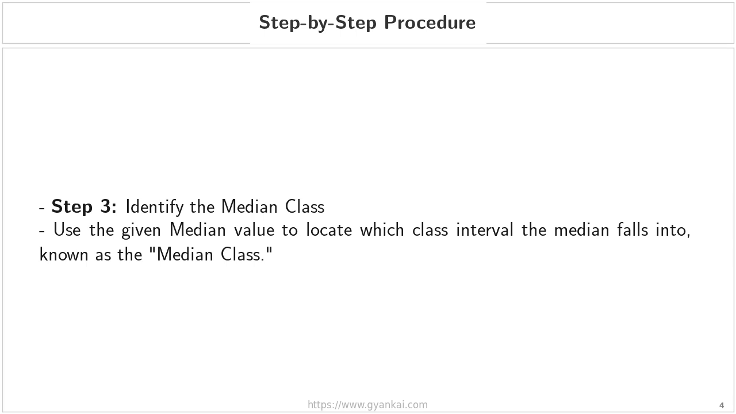Step-by-step procedure. Now that we have constructed our cumulative frequency table and established our first equation using the total frequency, we move on to step 3, which is identifying the median class. This is a crucial step because the median formula we are about to use in the next slide only works if we are looking at the correct interval. To do this, simply look at the median value provided in the problem statement. You need to locate which specific class interval contains that median value. Once you find the interval where the median sits, we call that the median class. Identifying this correctly is the foundation for the algebraic substitution we will perform in the following steps.